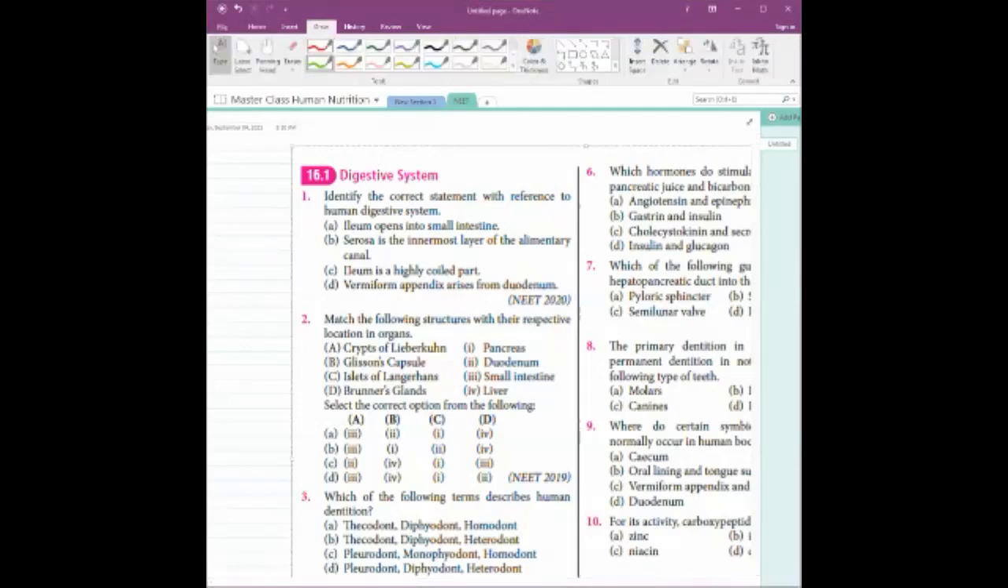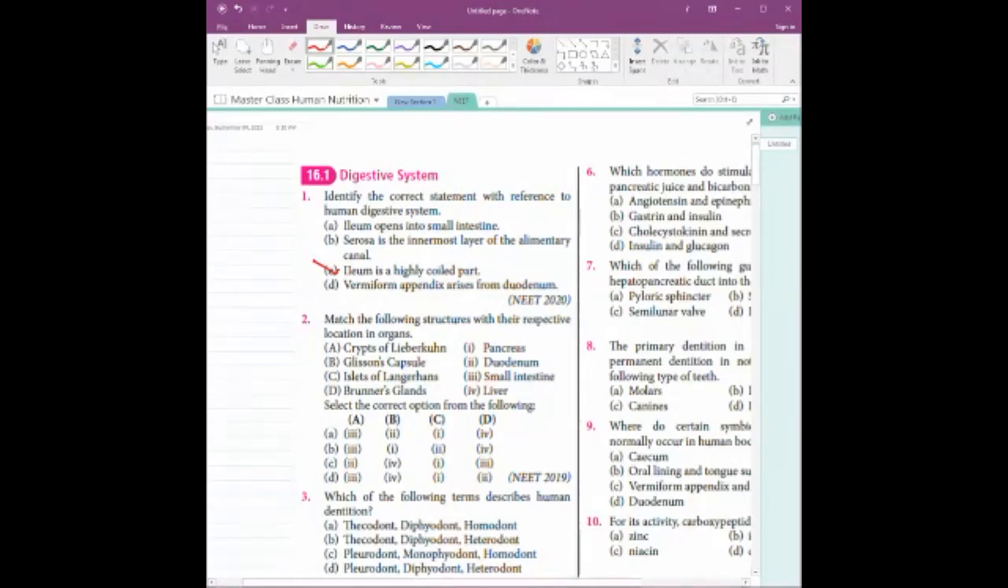If you look at the third option, C, the ileum is a highly coiled part. Ileum does not open into the small intestine; the small intestine itself contains the ileum. So the ileum is the third part of the small intestine. Serosa: tell me which is the innermost layer. We said it is the mucus layer. What is that called? Very nice, Zui. It is the mucosa. So the third statement is right.